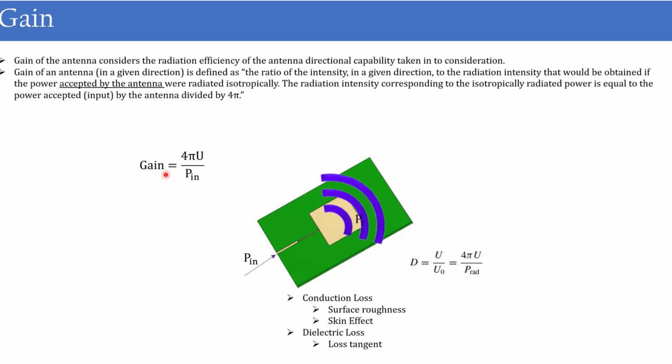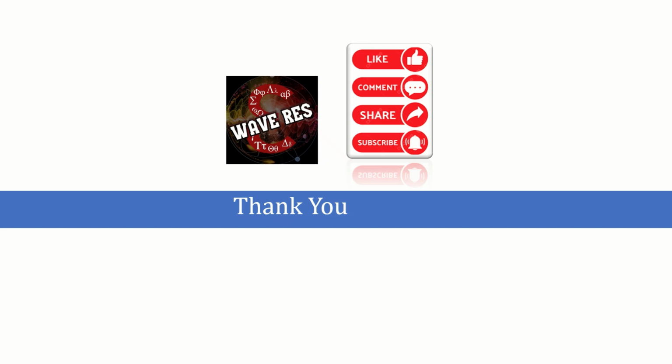So the gain of the antenna depends upon all these losses in the dielectric and the conductors. The gain of the antenna will be less than the directivity and it depends upon the radiation efficiency of the system. So this is the difference between gain and directivity. Gain depends upon the total accepted power and the directivity depends upon the total radiated power. I hope you get some idea about the difference between gain and directivity.